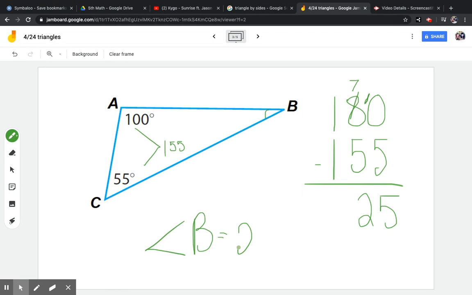25. Now 25 what? There's got to be some kind of label. Well, if you look at the other two, they have this little circle up there, and that means degrees. Okay, so angle B is 25 degrees.